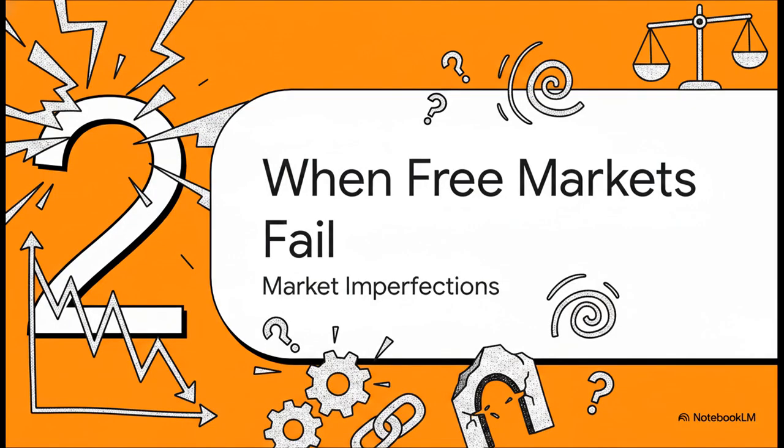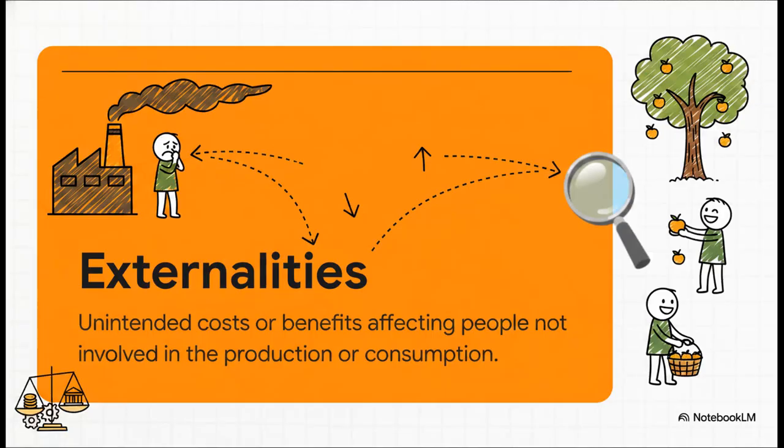Section 2. When free markets fail. Let's move on and see how this shatters the utopian ideal. So, one of the main reasons free markets drop the ball is due to something called externalities. Let's unpack that economic jargon a bit. Essentially, externalities happen when private actions spill over and affect innocent bystanders. A transaction happens between a buyer and a seller, sure, but a third party who had absolutely nothing to do with it ends up paying a price or reaping a reward.